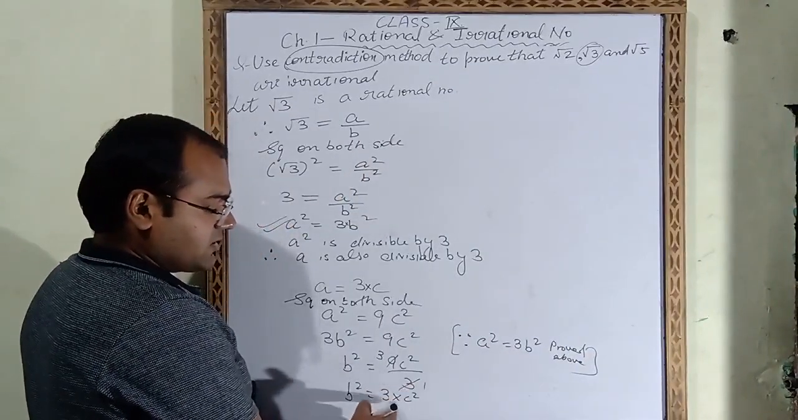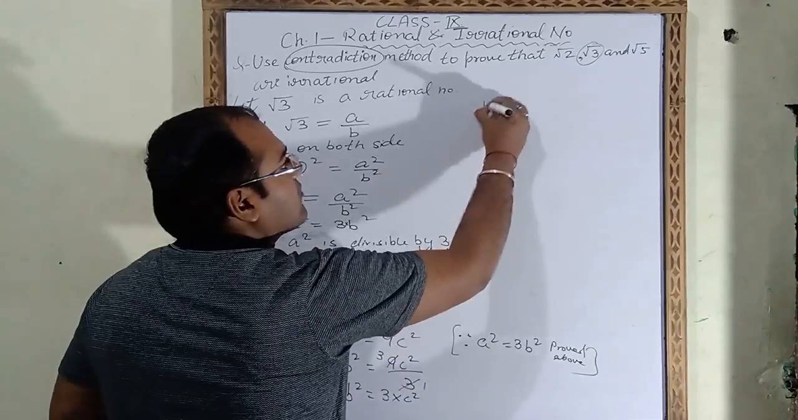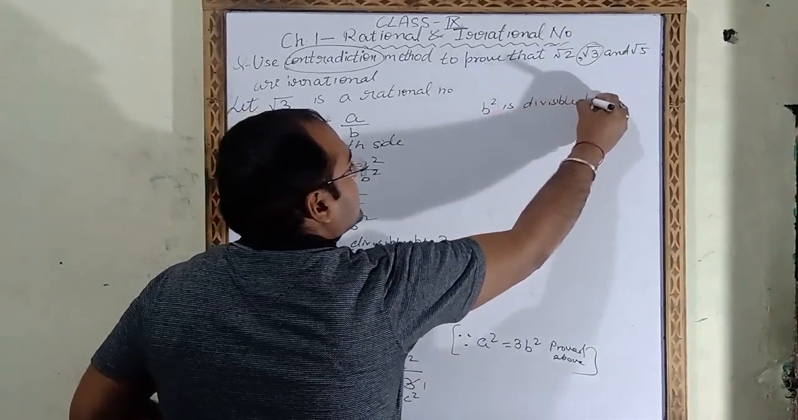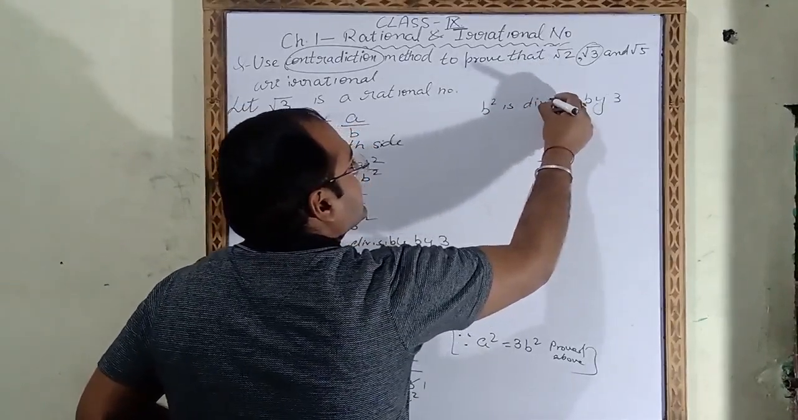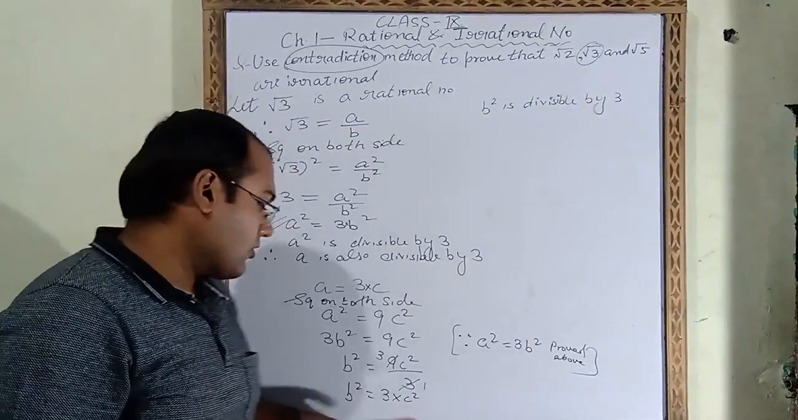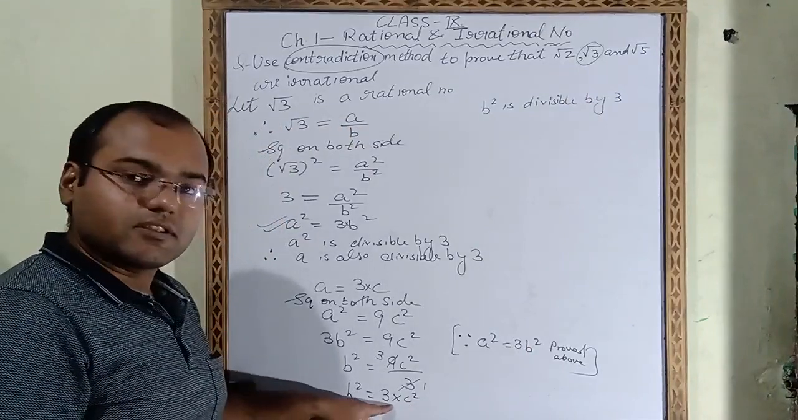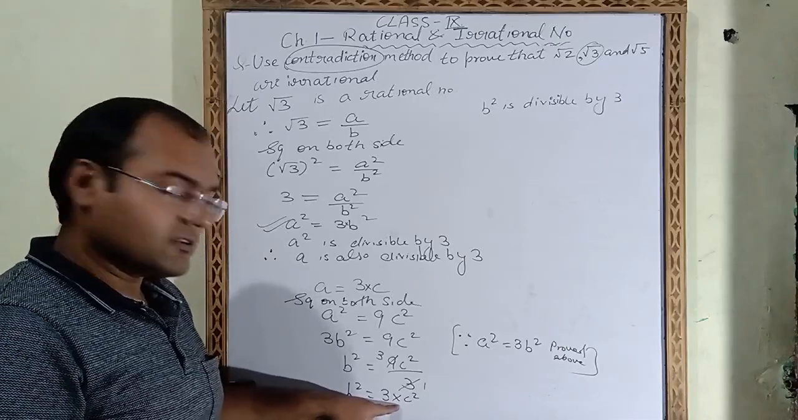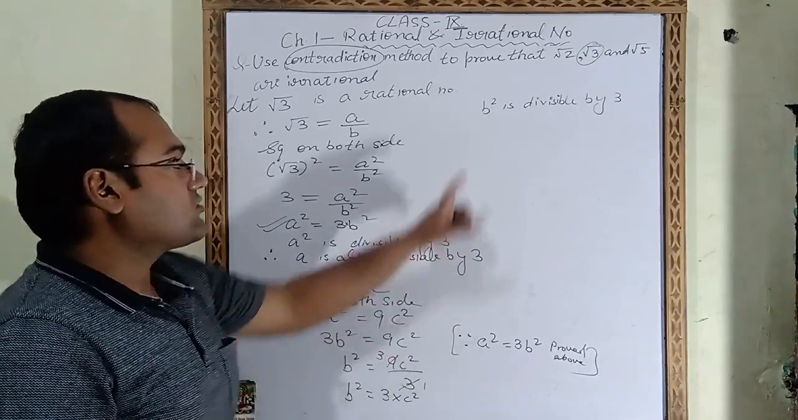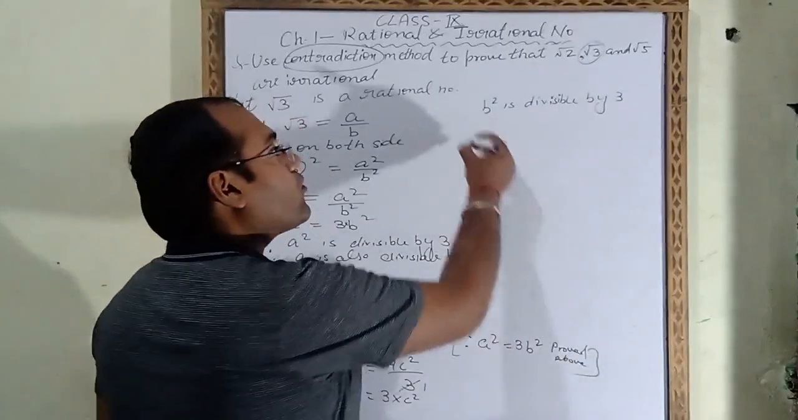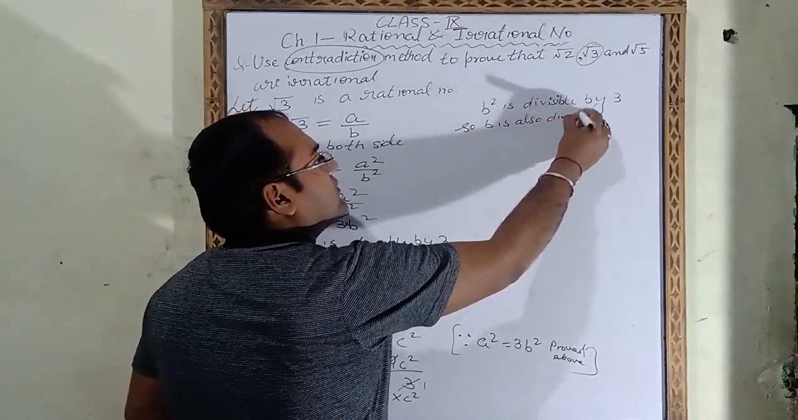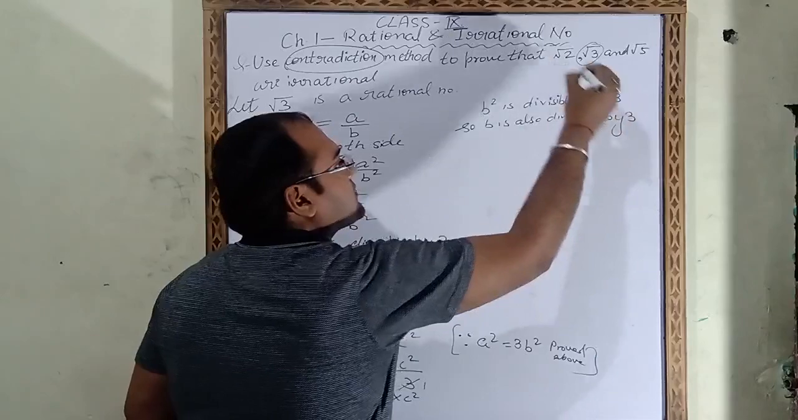What is the meaning of this? This means that B square is divisible by 3. Why B square is divisible by 3? Because B square answer depends on this 3. Multiplication sign is there and 3 is also coming. That means we can say this B square answer will get divided by 3. So B square is divisible by 3. So B is also divisible by 3.